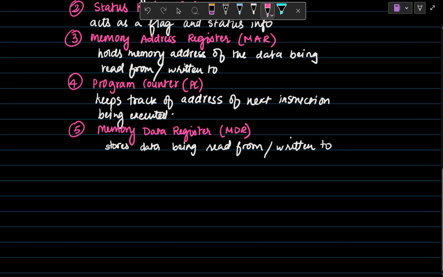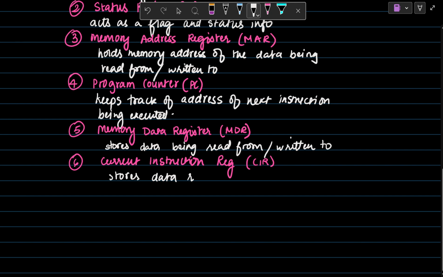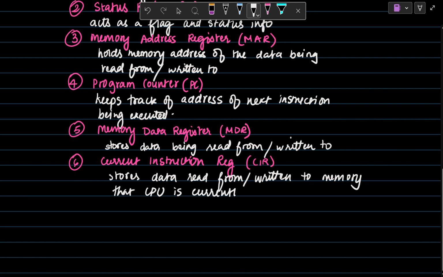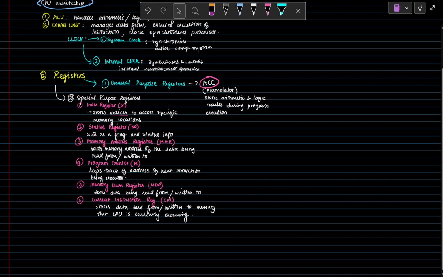And lastly we have the current instruction register, short form CIR. The current instruction register stores the data of the current instruction being executed, data read from or written to memory that the CPU is currently executing. So that's it. Those are all of your registers.